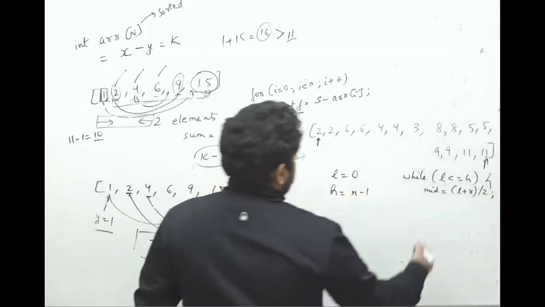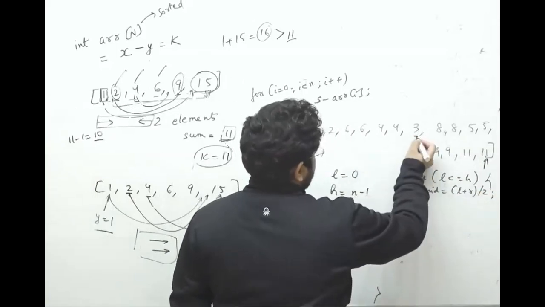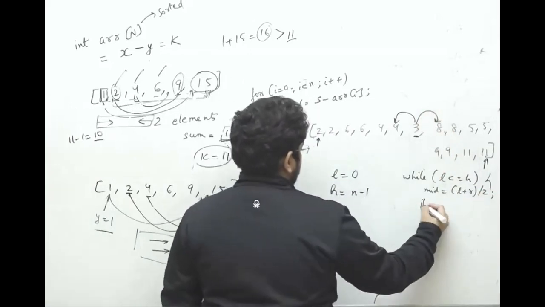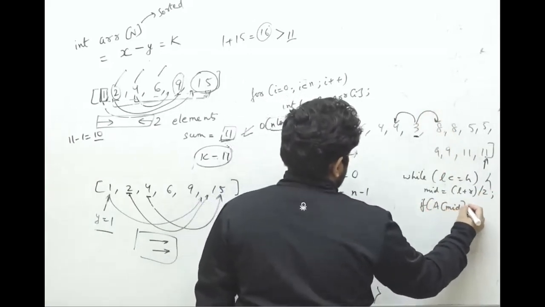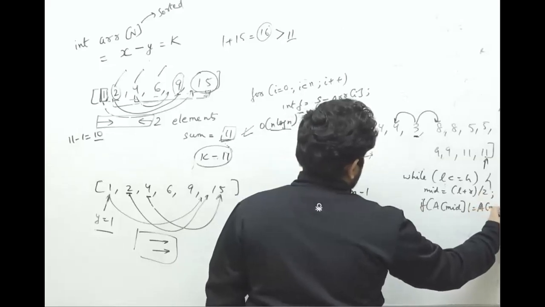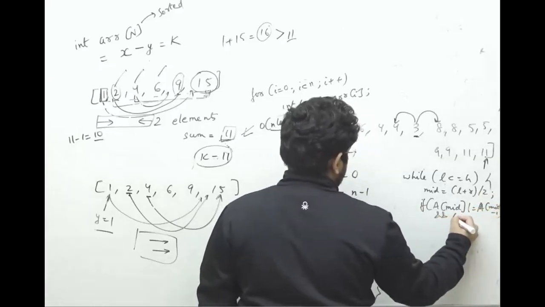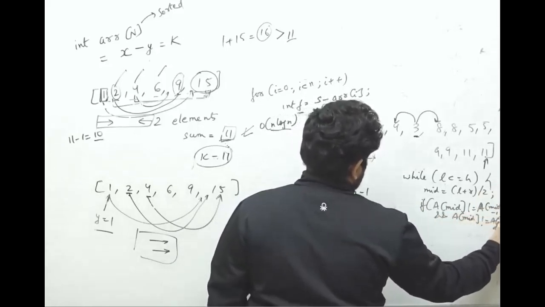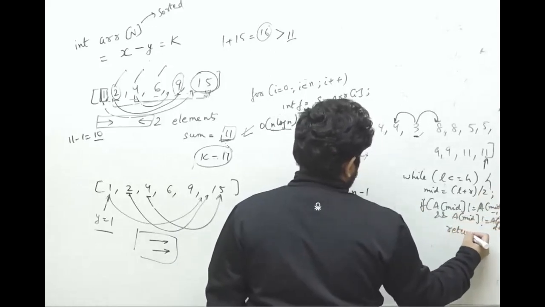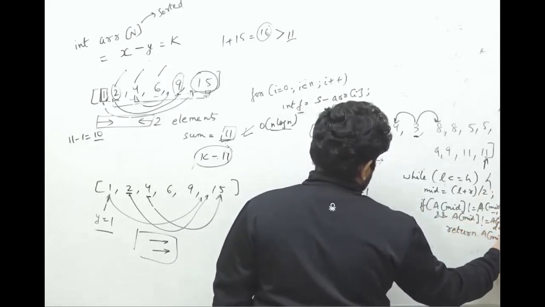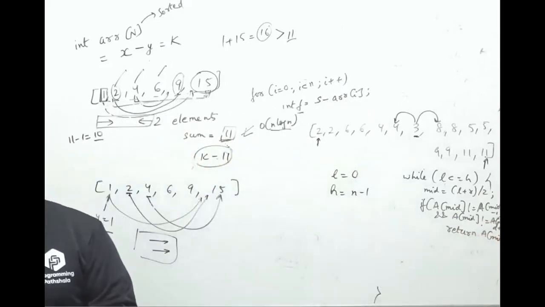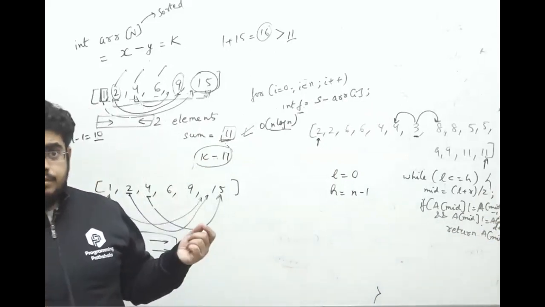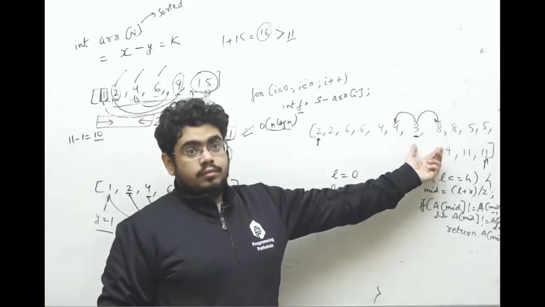Okay. Now first I need to check if mid is my answer. If mid is my answer, neither its previous nor its next would be equal. So if A of mid is not equal to A of mid minus 1 and A of mid is not equal to A of mid plus 1, that means return A of mid. Do you agree with this? If neither the previous is same nor the next is same, that means they are not in pair. Yes or no?